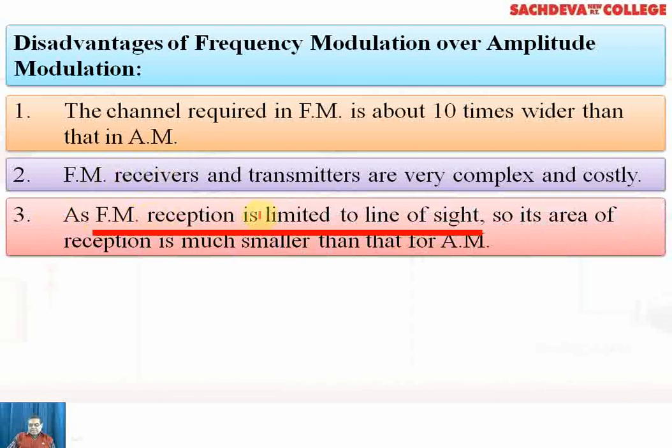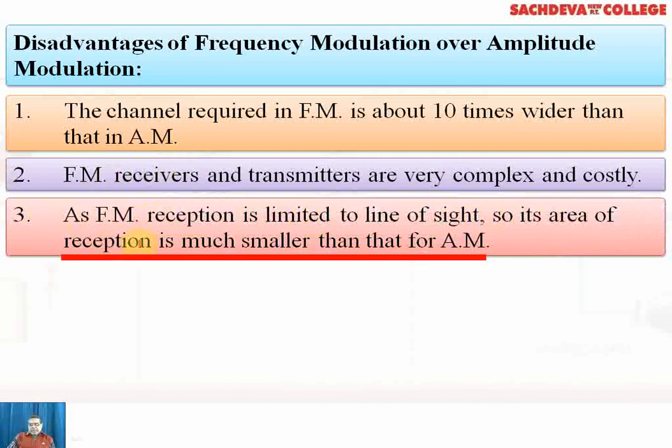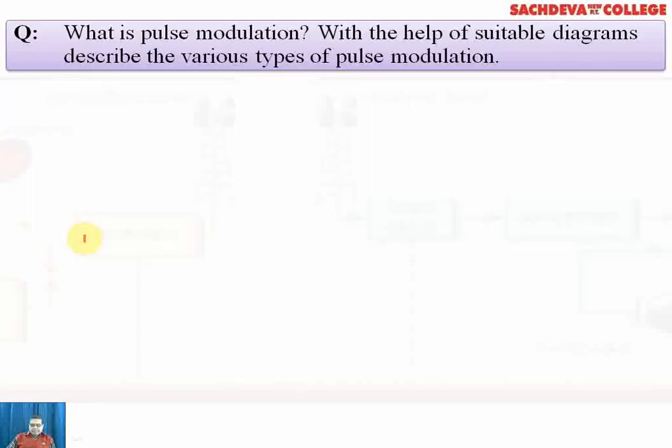FM reception, that is the receiving end, is limited to line of sight. So its area of reception is much smaller than that of amplitude modulation. In amplitude modulation, the displacement of the wave is very wide, whereas FM, because it is a digital propagation or digital communication, covers a very small area.